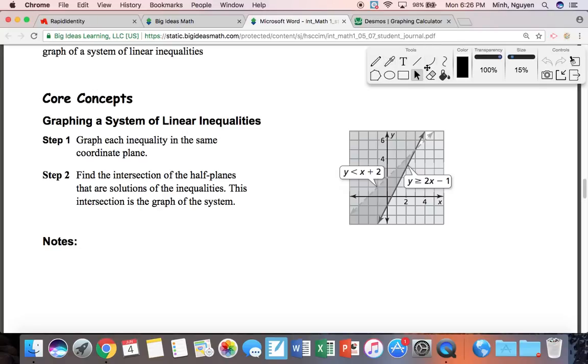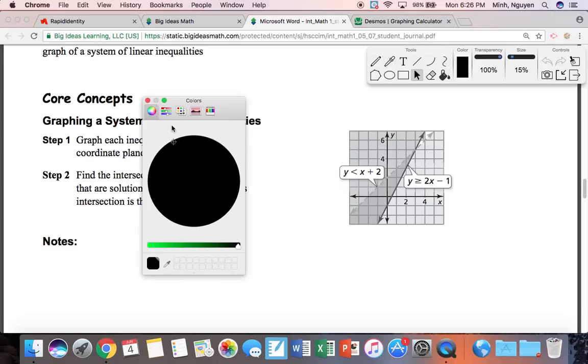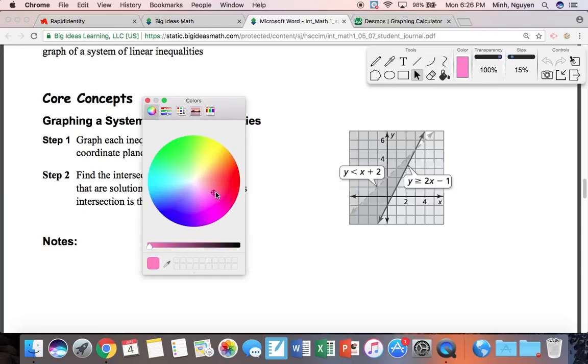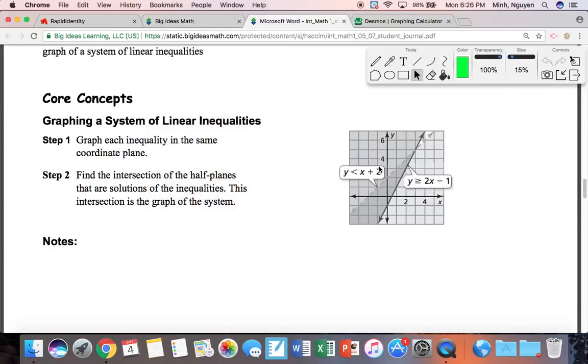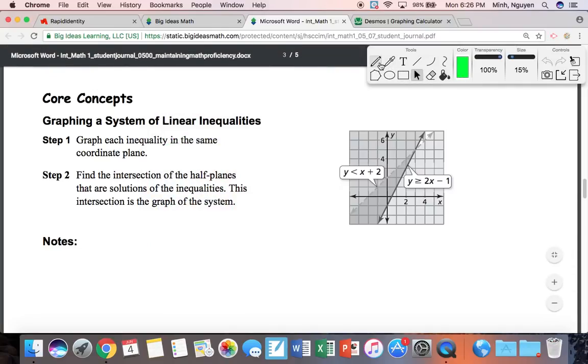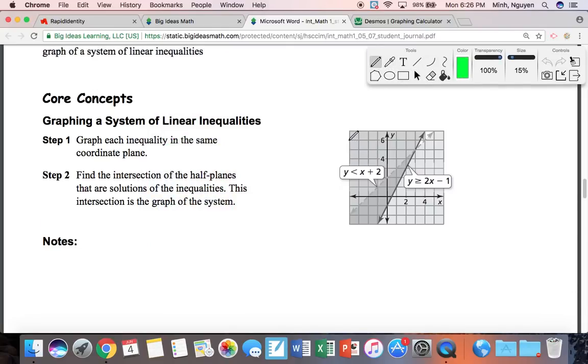Find the overlap. So for instance, I'll do it in blue and green, and then I'll make the overlap black. Oops, sorry, let me reset. Here's one part.